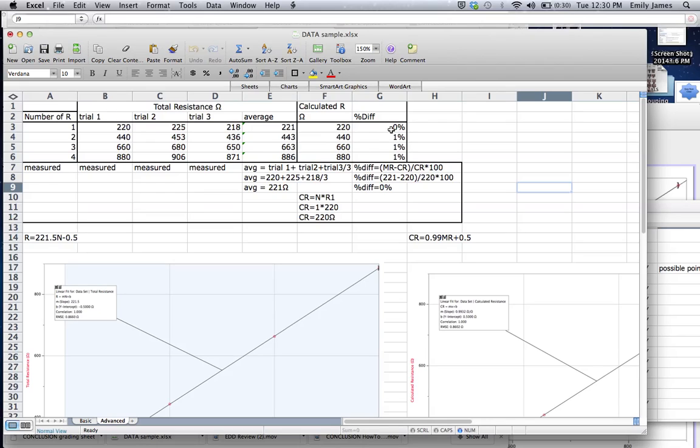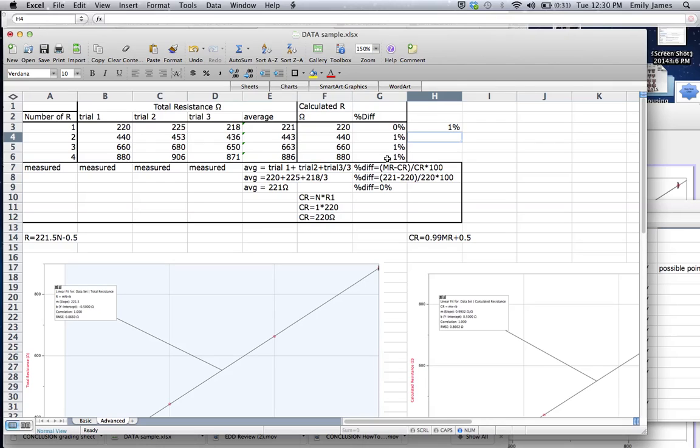As you can see, our lowest percent difference was 0, our highest percent difference was 1, and on average it was about 0.5%, I think. Let's see, equals average of these. Yeah, on average, we have a 1% difference, which clearly shows that the formula works pretty well.